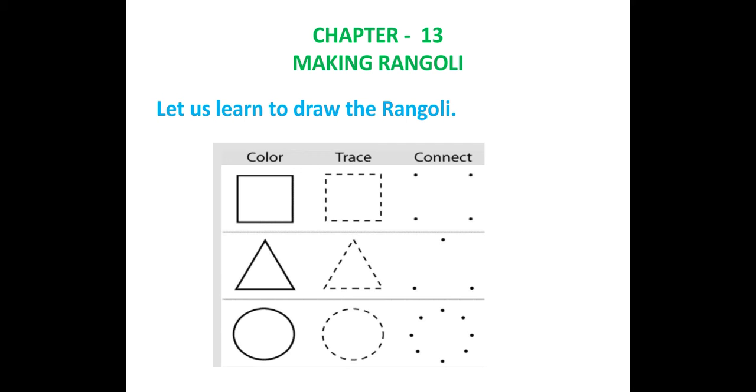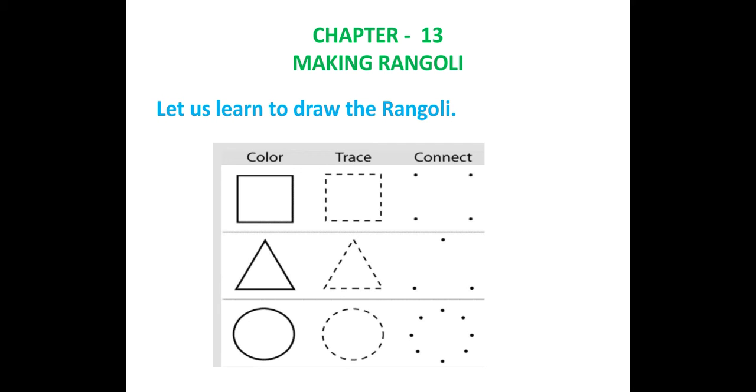Next one, connect. It has only four dots. So we have to join each dot with another dot to get the square picture. We have to connect each dot with another dot to get the square shape.